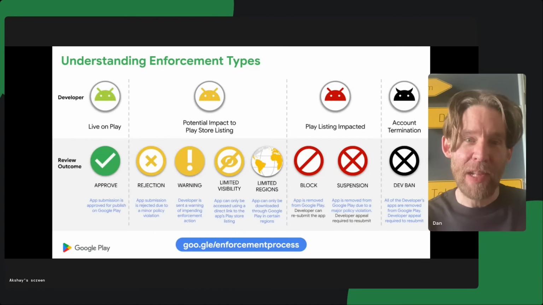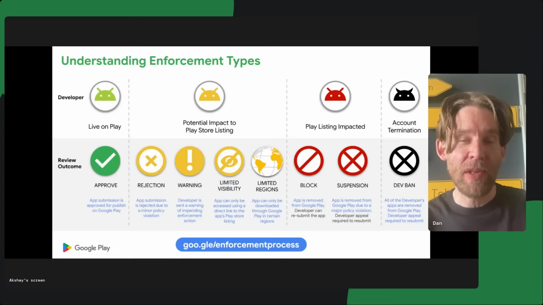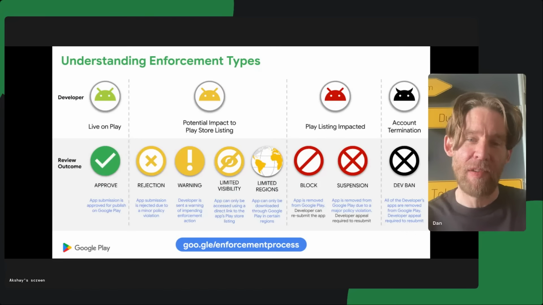If your app is merely blocked, you can address the issue by just sending us a compliant update. If that gets approved and published, then the issue is resolved. For a suspension, this is a bit more serious. So you can only overturn a suspension if you actually file an appeal and if that appeal gets granted.